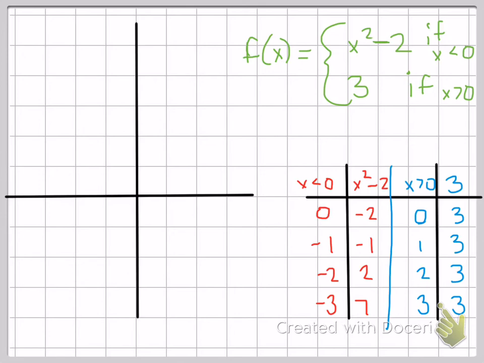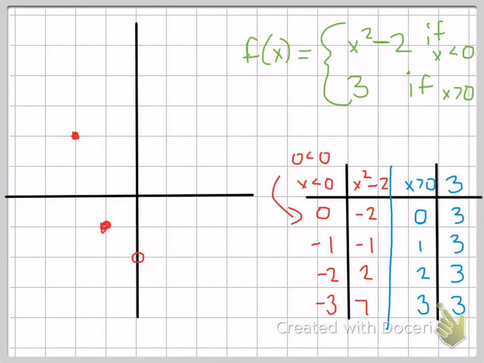So now I need to get this information on the graph. So 0, -2 is our first point, and this is an open dot because 0 is not less than 0, so that's why this is an open dot. -1, -1 is over here. -2, 2. And then I have a -3, 7.